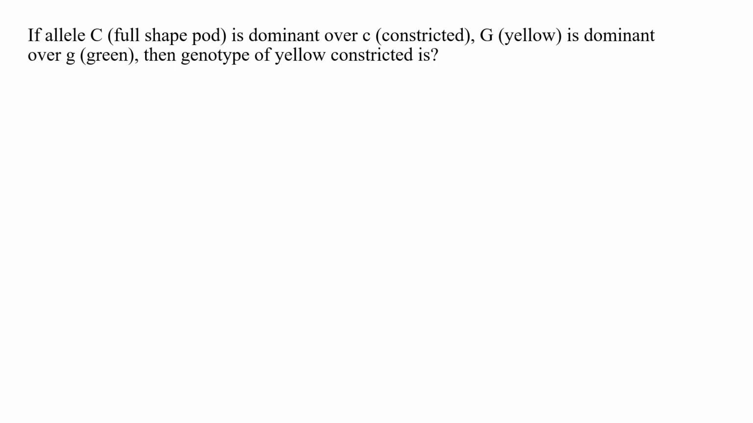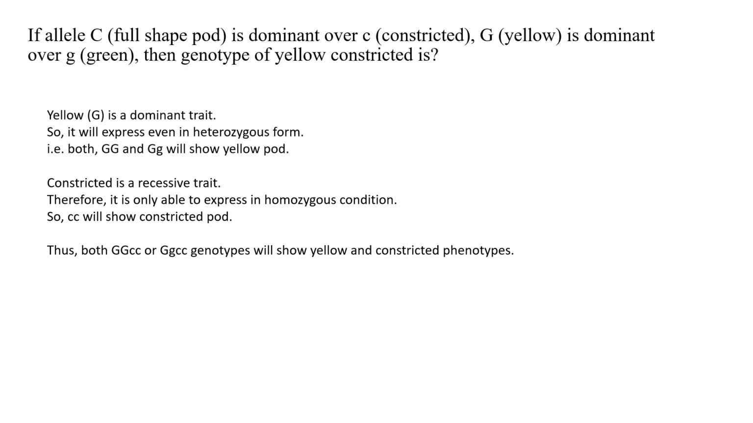If allele capital C, that is full shaped pod, is dominant over small c, that is constricted, and capital G, that is yellow, is dominant over small g, that is green, then the genotype of yellow and constricted is? Yellow, that is capital G, is a dominant trait, so it will always express itself even in heterozygous form. Thus, both capital G capital G and capital G small g will show yellow pod phenotype.